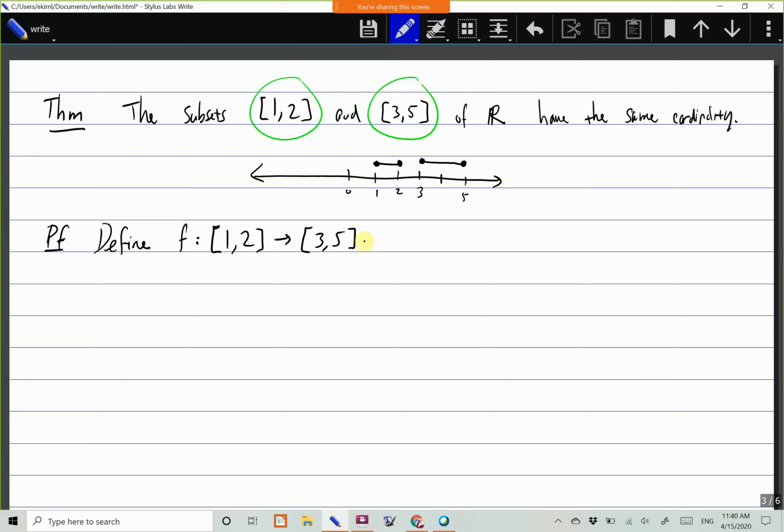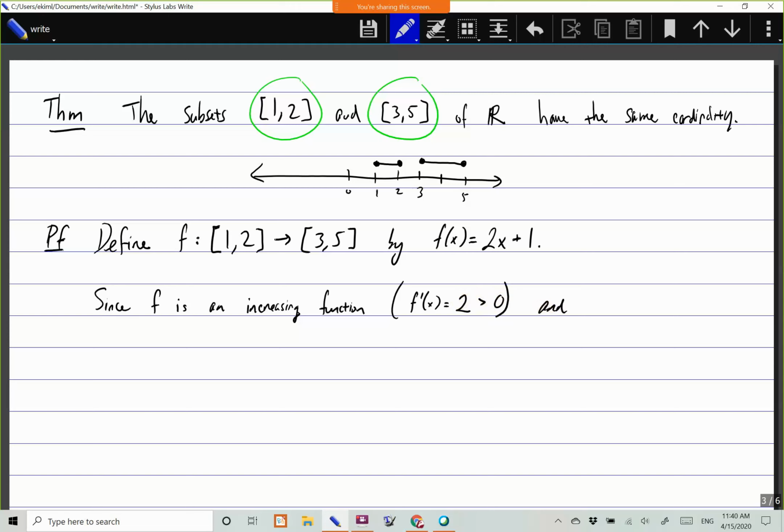By the rule, f of x is equal to 2x plus 1. Okay, so first of all, since f is an increasing function, why is f an increasing function? So here's the little bit of calculus that we use. Take a look at the derivative. f prime of x is just 2, right? So if the derivative or the slope is always positive, you've got an increasing function.